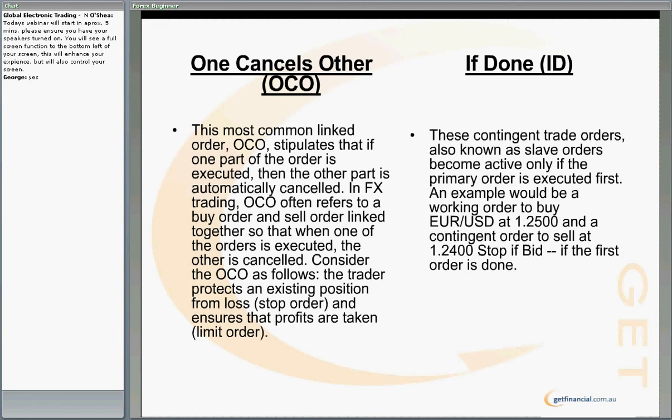One cancels the other is an order type that we offer to you, where you can purchase below the market if the market was to pull back, for example, from a current level, or alternatively if the market was to break higher and you wanted to get on board that market, then you could buy there and the other order would cancel. They're simultaneous entry orders, which may suit you, again they may not.